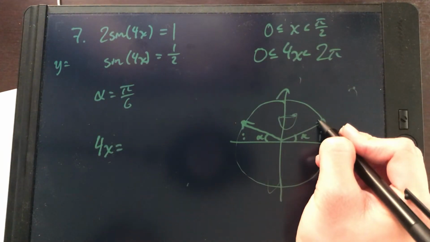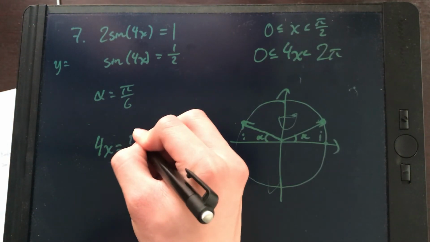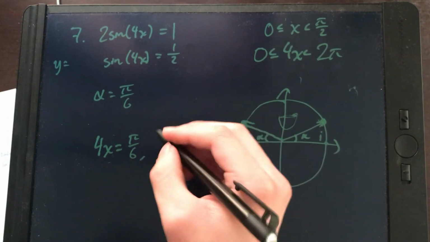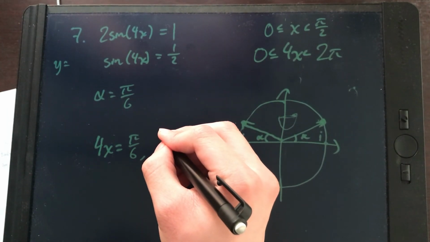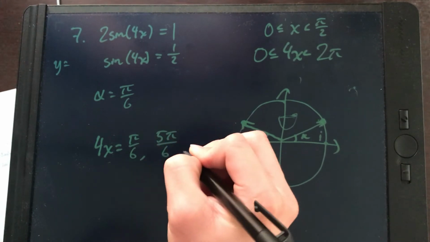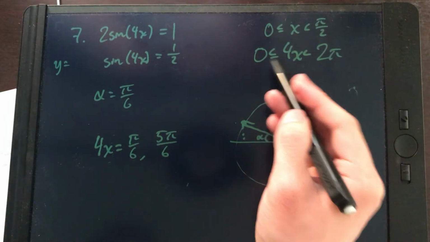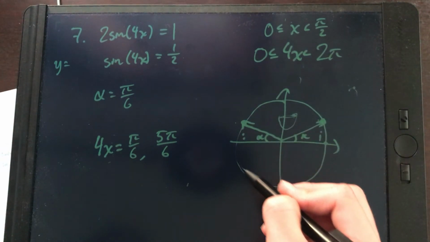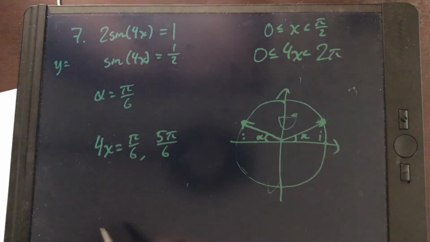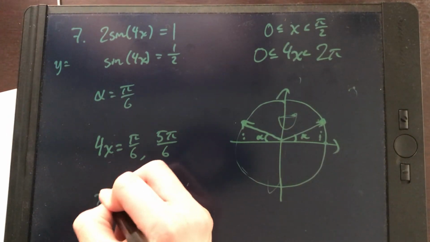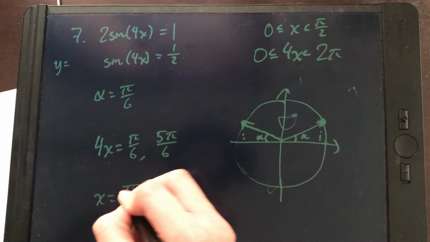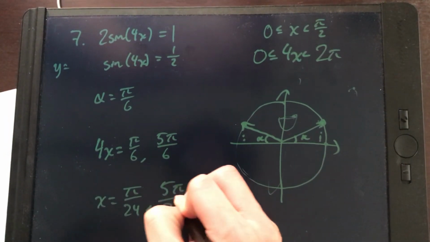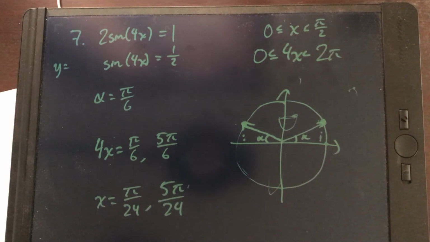Our first solution is alpha, which I'll write pi over 6. The next solution is pi minus alpha, which in this case is 5 pi over 6. And if I keep going, I've gotten to 2 pi, no more solutions, and I'm done. Now I just isolate x, divide by 4 on both sides, and I have pi over 24 over here, and 5 pi over 24. And I'm done.